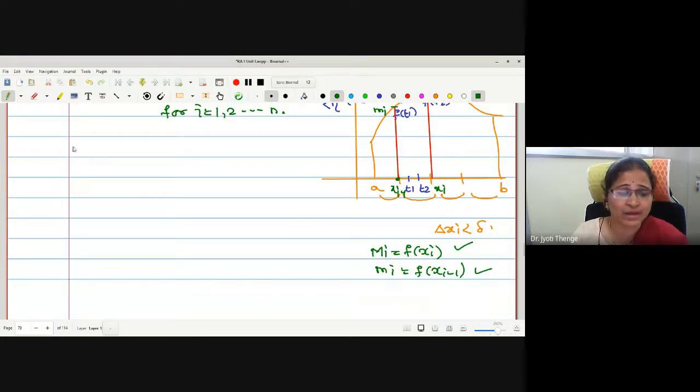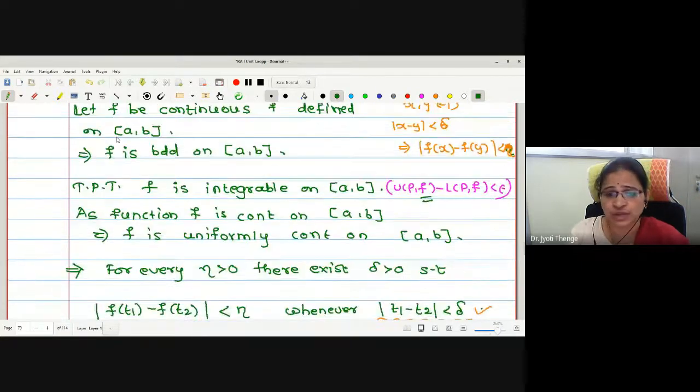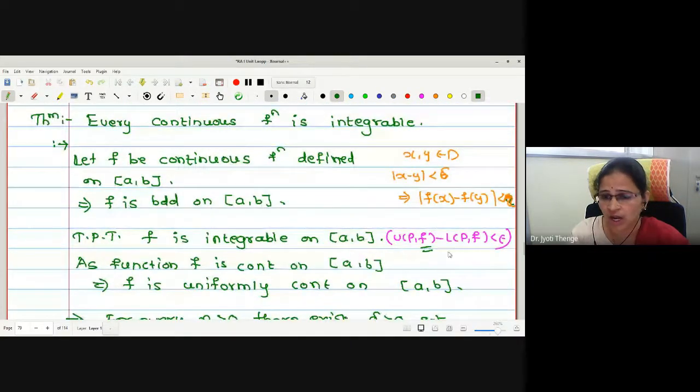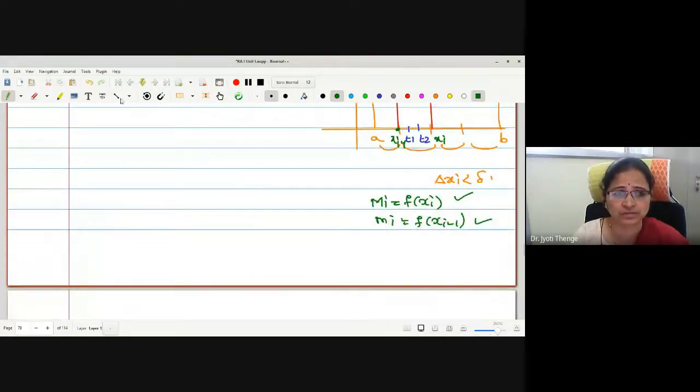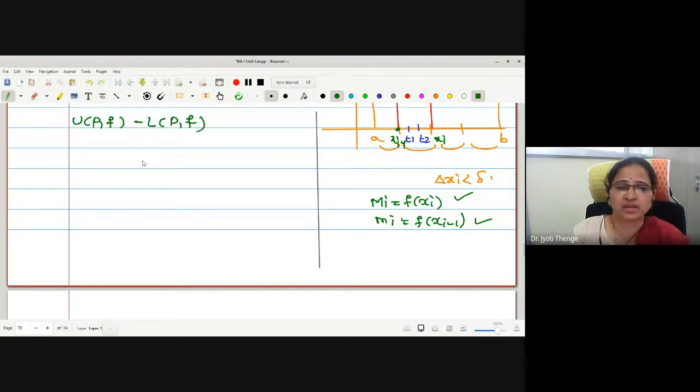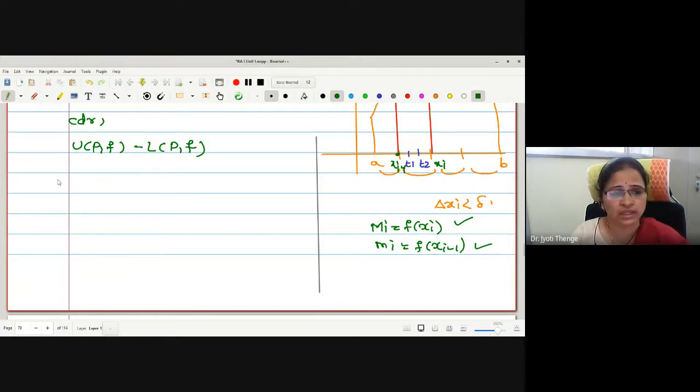So by equation number 1, we have written this statement: capital Mi minus small mi is less than eta, and this is for every subinterval, i equals 1 to n. Coming back to what we wanted to prove, our claim is to show that the function is integrable, meaning UPF minus LPF is less than epsilon. Therefore, let me consider UPF minus LPF.